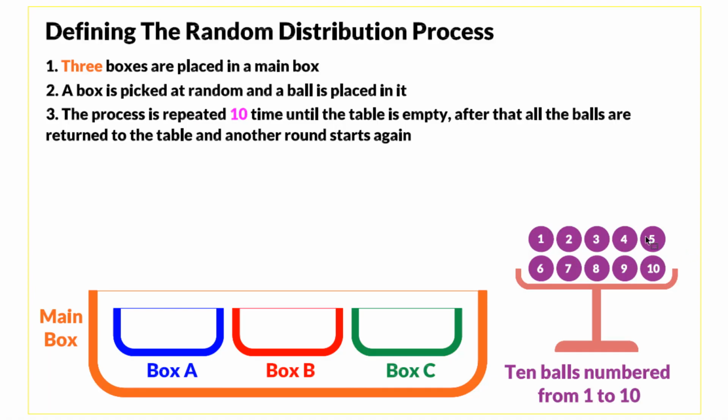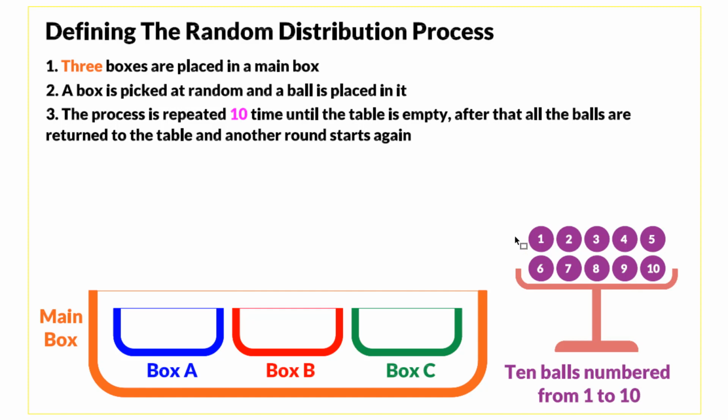We have 10 balls ordered from 1 to 10 on a table, and we have 3 boxes, A, B and C, placed in the main box. A box is picked at random and a ball is placed in it. The process is repeated 10 times until the table is empty. After that, all the balls are returned to the table and another round of picking starts again. So let us see how this process is working.